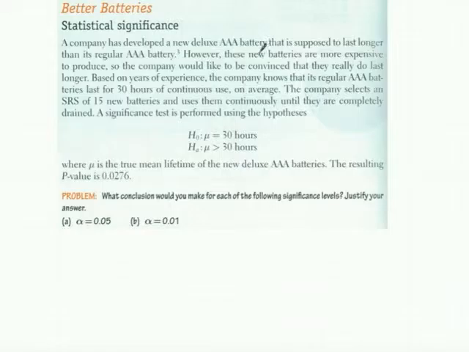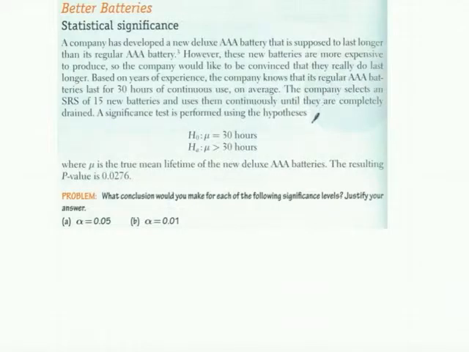So a company has developed a new deluxe AAA battery that is supposed to last longer than its regular AAA battery. However, these new batteries are more expensive to produce, so the company would like to be convinced that they really do last longer. Based on years of experience, the company knows that regular AAA batteries last for 30 hours of continuous use on average. The company selects a simple random sample of 15 new batteries and uses them continuously until they are completely drained.